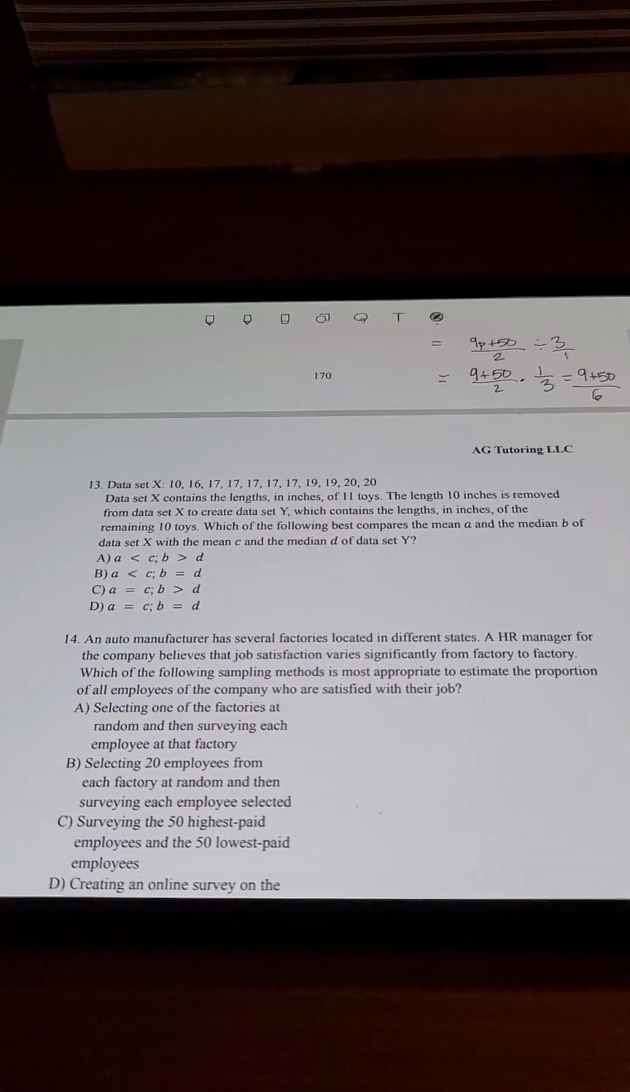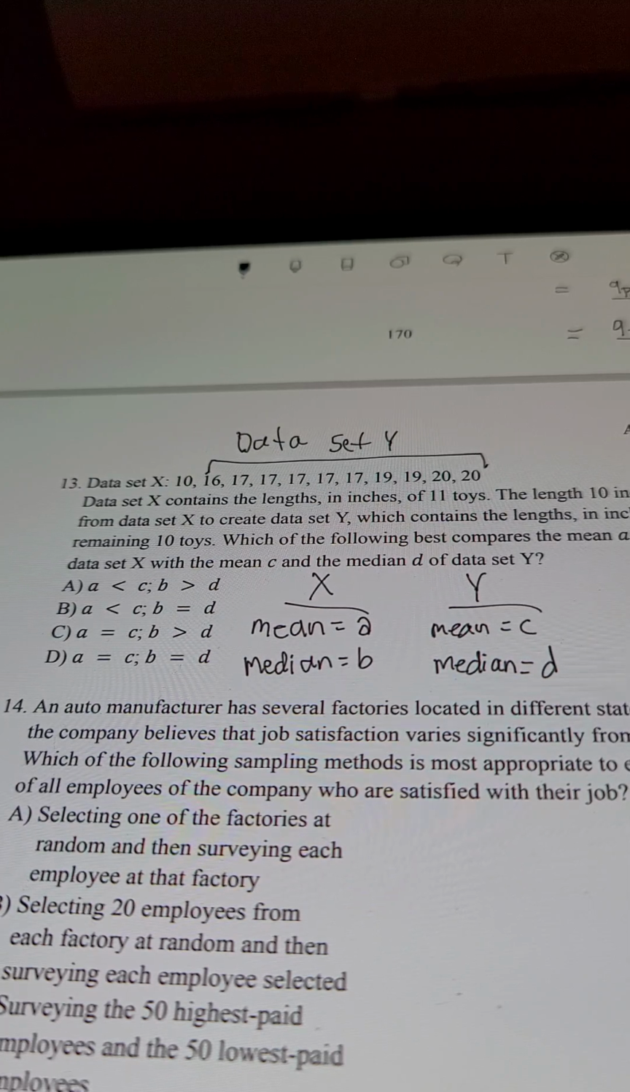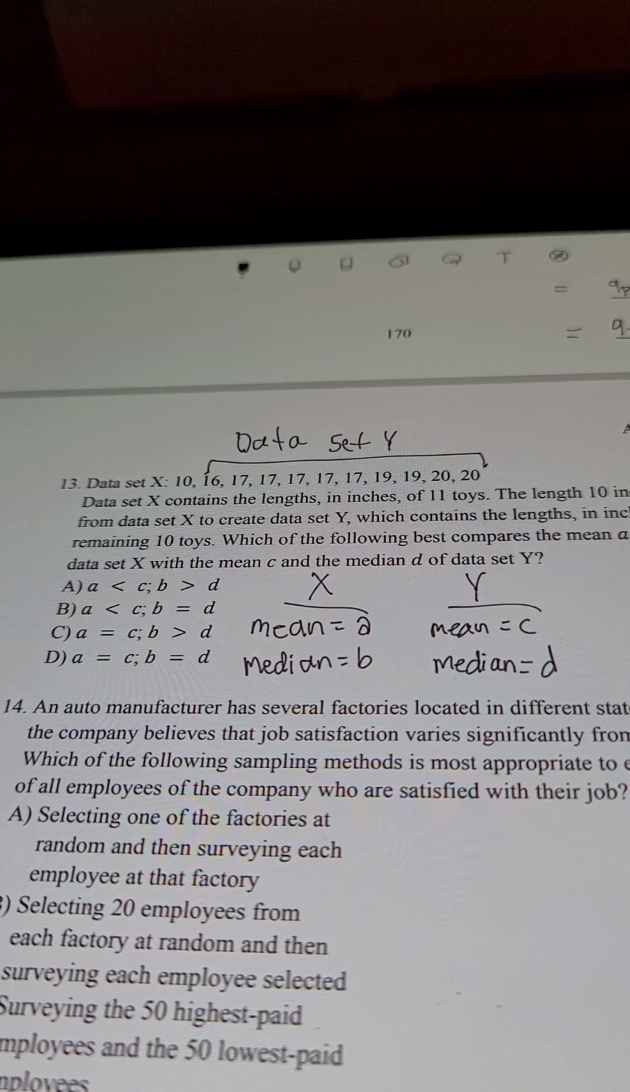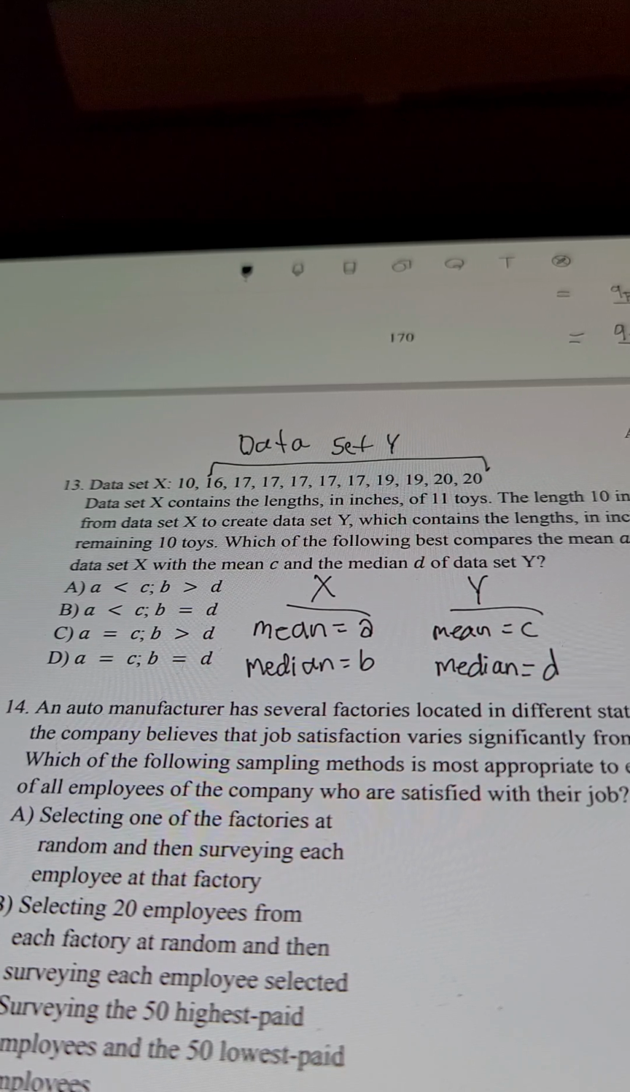Okay, pause to read number 13 if you haven't already. So the problem essentially gives us this information, and we have to compare the mean and median for dataset X and dataset Y. So dataset Y is just all these numbers except the 10. Dataset X includes the 10. So let's start with the easiest stuff, median. So let's find the median for dataset X.